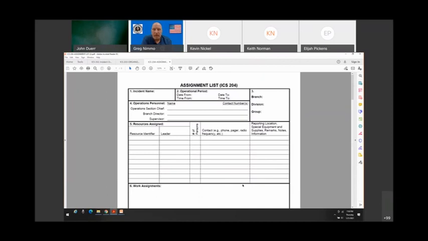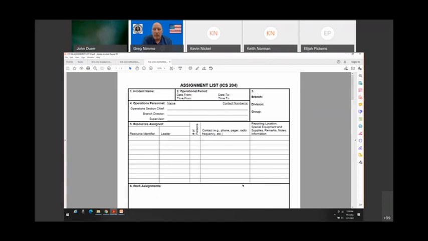Your resource identifier: you want to know who your leaders are, how many people they're going to be responsible for, and the best way to contact them, whether it's phone, pager, radio, or however you're going to use your communication. You're going to have them report, locate any special equipment, supplies, remarks, notes, and information. So this tells you what your actual assignment is.